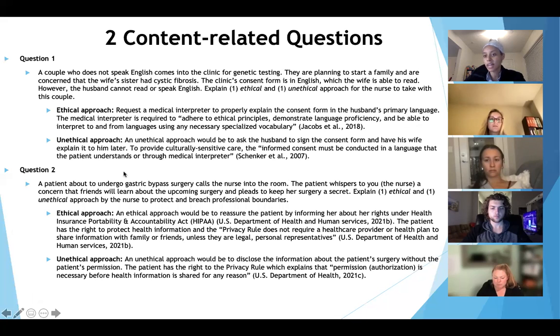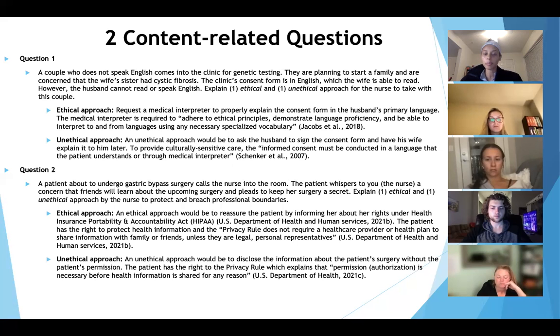Okay, so there's another step beyond the case, and this one involves applying the principles that we learned from Ying and her family to other content related questions. So the first scenario talks about a couple who doesn't speak English and they're wanting to family plan, and they are concerned that the wife's sister has cystic fibrosis. So it's important to note here, we're talking about informed consent again. For one patient, the informed consent is in English and the wife is able to read that A-okay. The husband, on the other hand, has limited English proficiency, and so he is not able to understand the form properly. So again, we have our two sides to every coin.